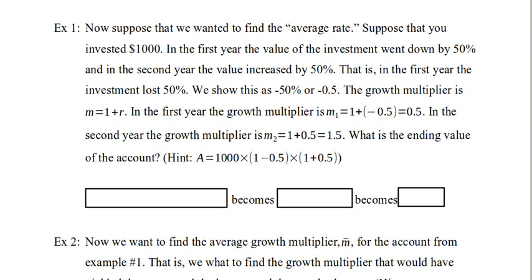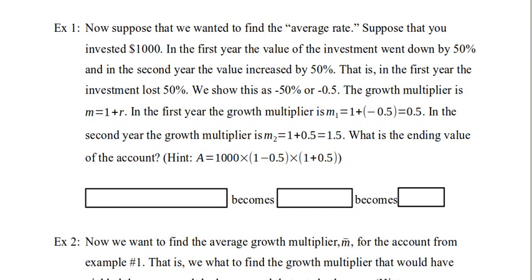So the growth multiplier m is 1 plus r. So for that first year, the year in which the value of the investment went down 50%, we say that m1, the growth multiplier of the first year, is 1 plus negative 0.5. Well, that ends up with 0.5. That makes perfect sense when you think about it. If it goes down by 50%, only 50% is left. Only that half that you didn't lose is left.